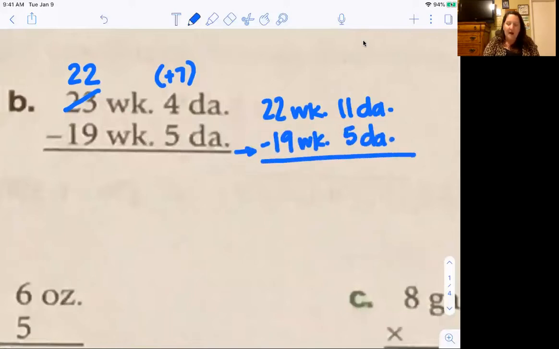Okay. 11 minus 5 is 6, 6 days. 22 minus 19, 2 minus 9, can't do it. Go to my neighbor. 12 minus 9 is 3. So 3 weeks, 5 days.